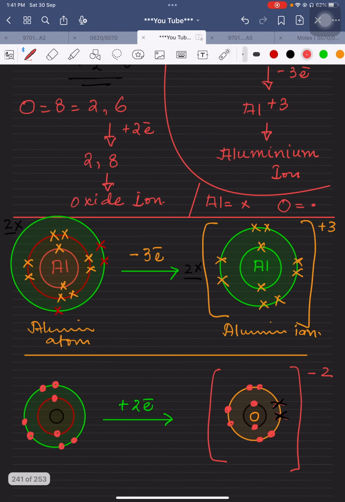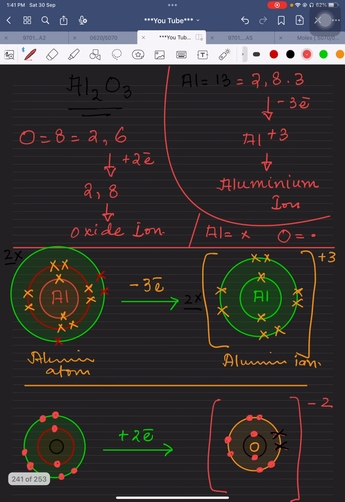Guys, here I would like to inform you that you can see at the top, aluminum after losing 3 electrons from its outermost shell, its new electronic configuration is 2, 8. And 2, 8 is now matching with neon. So the Al3+ electronic configuration is now matching with neon. What about the oxide? Its new electronic configuration is also matching with neon. Sometimes both of the elements can approach the electronic configuration of the same element from group number 8.